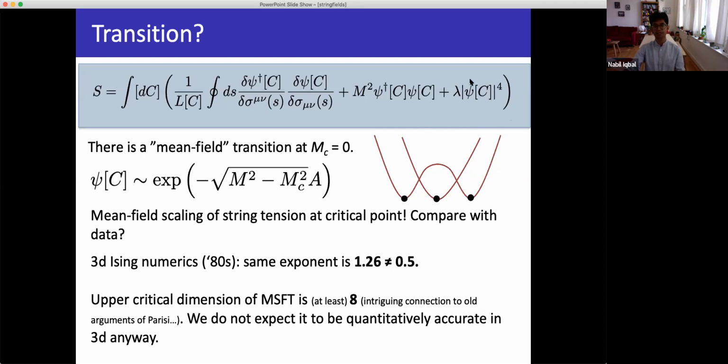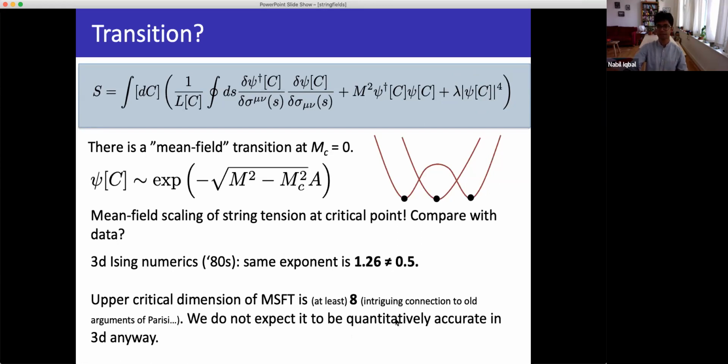It's actually rather complicated to do this dimensional analysis in our case, but if you try to do a very naive estimate of the dimensions, what you find is this psi to the fourth coupling is relevant in D equal to 8 and below. In other words, the upper critical dimension of mean string field theory is 8, at least. It might be even higher, but it's at least 8.